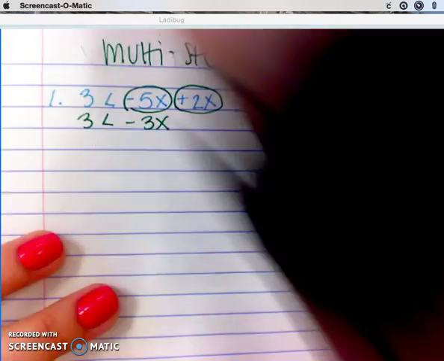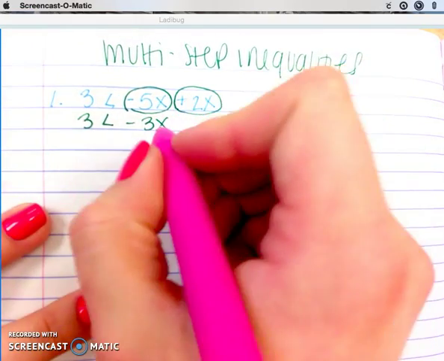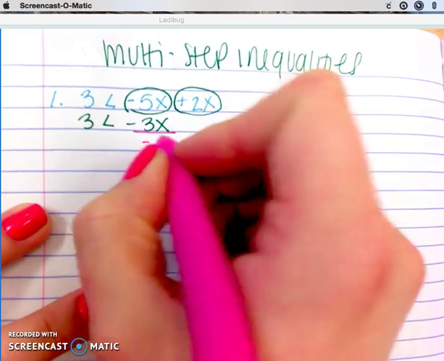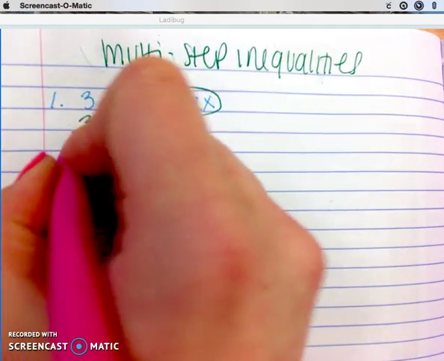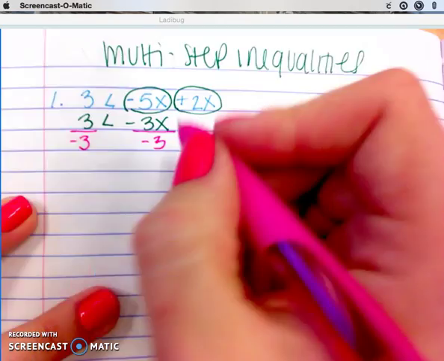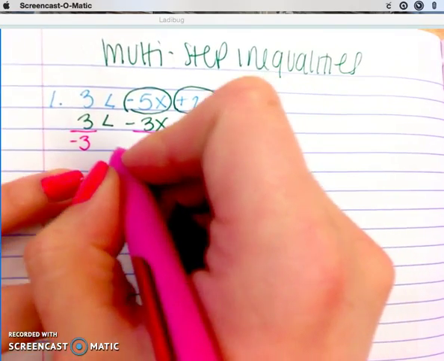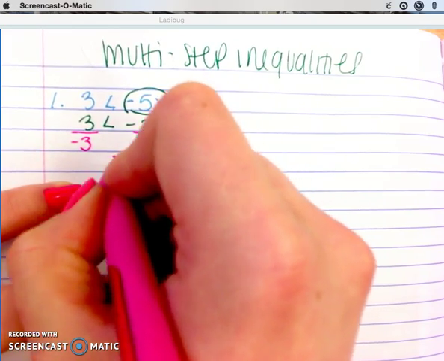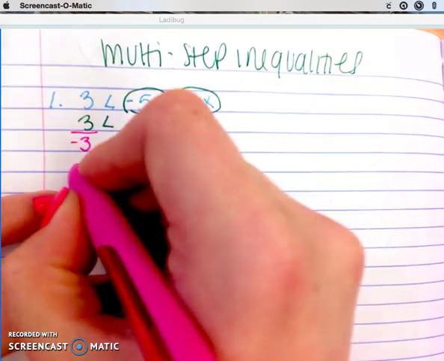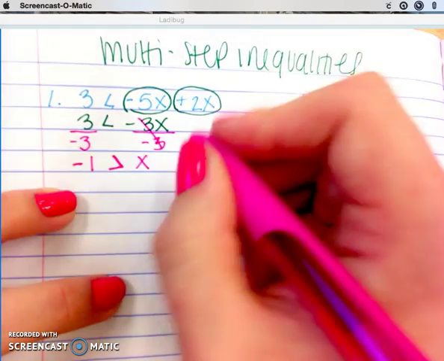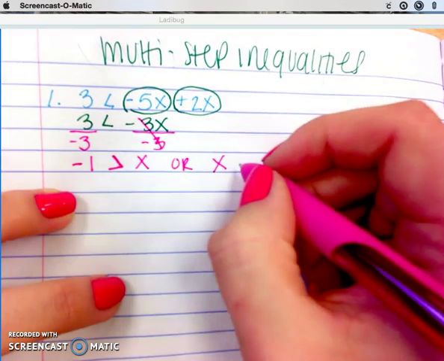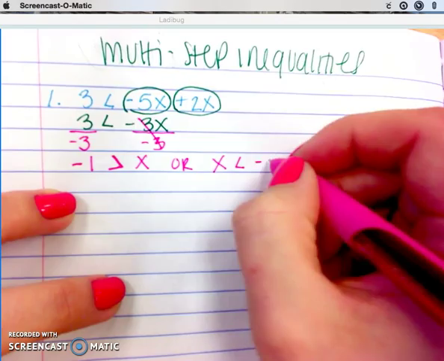I'm trying to get x to be all by itself. So I combined my like terms, and now I have to get rid of this negative 3. It's being multiplied, so I'm going to divide. But I remember from my last lesson on inequalities that when I divide or multiply by a negative, I need to flip the sign. So I'm left with negative 1 is greater than x. But don't forget that you can write it with x on the left side as long as you show that x is less than negative 1.